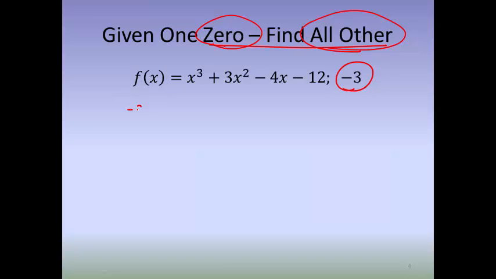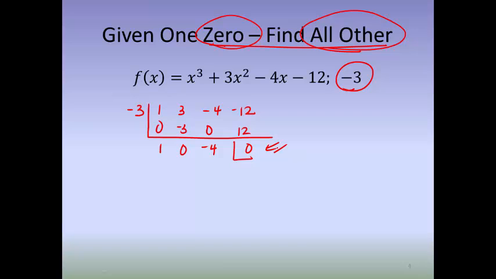So I know -3 is one of the zeros, so let's get that through. A 1, a 3, a -4, and a -12. And we'll go ahead and use our synthetic division. And sure enough, it did work out. And the result is, well, if this was cubic, then this is quadratic, plus 0x minus 4. We don't even need to write that 0x.